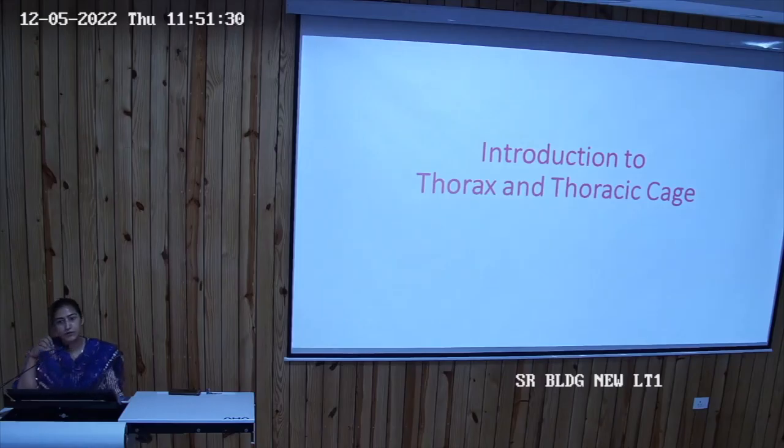Okay, good afternoon everyone. So your limbs are over. We are starting with the trunk. So first is the thorax. So today, introduction of thorax and thoracic cage, that will be including the intercostal space, thoracic wall and the contents.